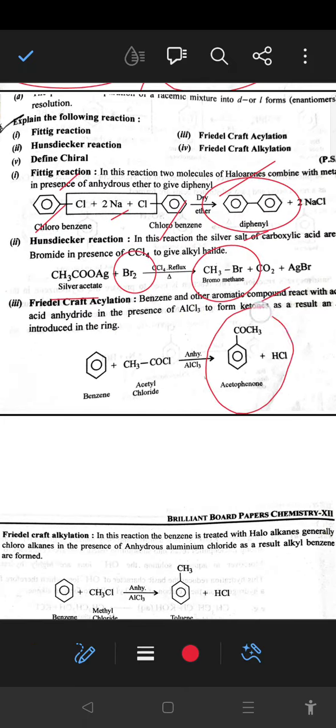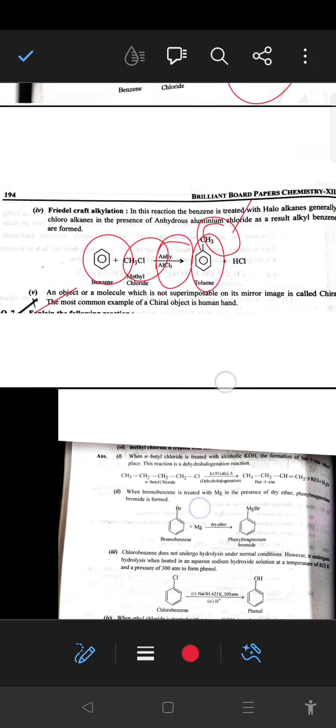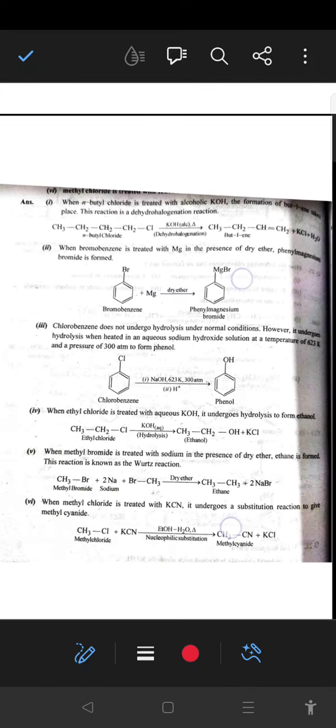Next, Friedel-Crafts alkylation, when benzene is reacted with alkyl halide in presence of anhydrous aluminum chloride to form toluene, that is attachment of alkyl group to the benzene ring, that is Friedel-Crafts alkylation. Next, define chiral: an object or a molecule which is not superimposable on its mirror image is called chiral. Example, human hand.